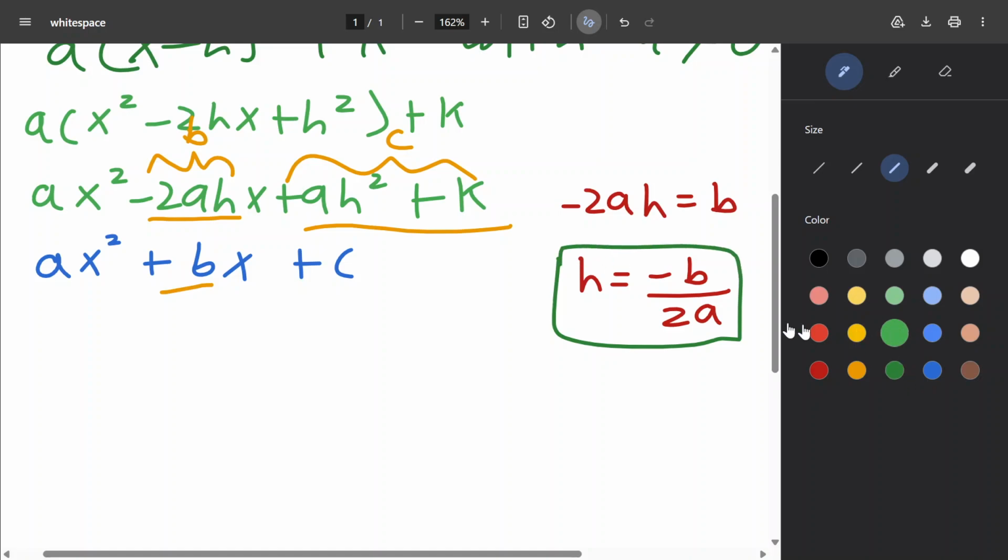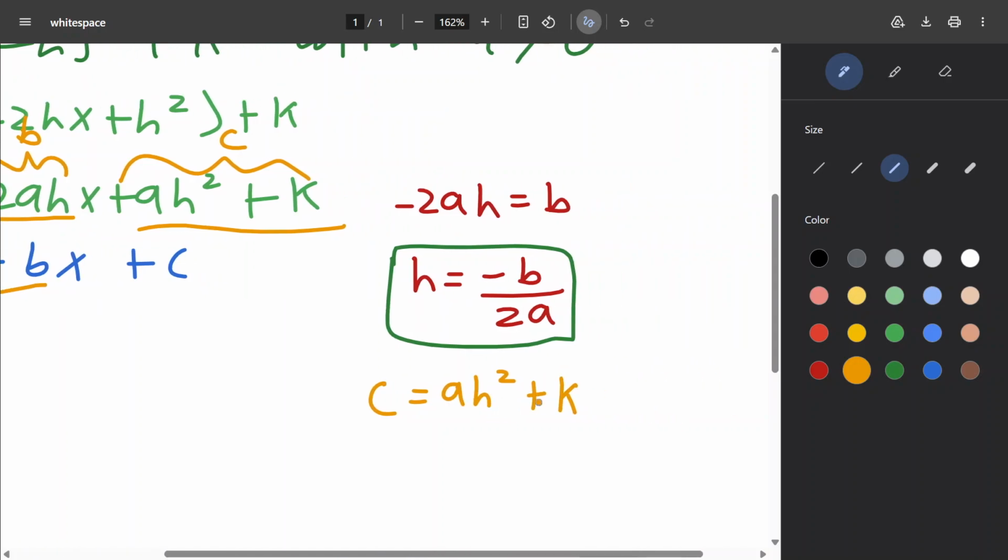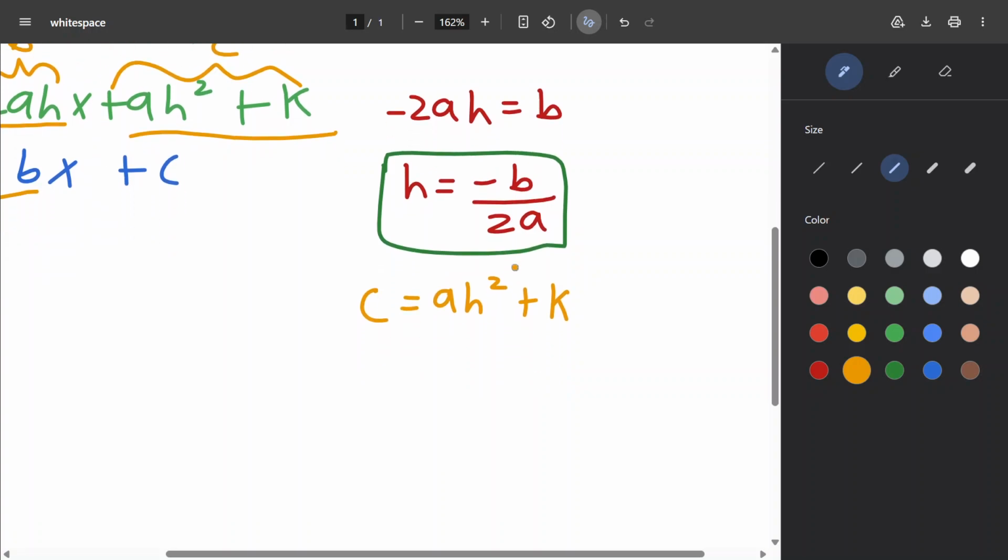We also know that c, I'll do this in a different color, how about yellow? c should be equal to ah squared plus k. Well, what do we know about h already? Oh yeah, it's equal to negative b over 2a. So let's replace that with negative b over 2a and square that quantity.